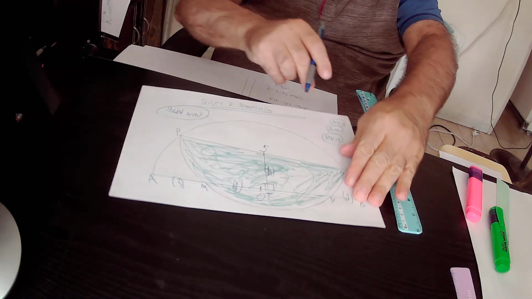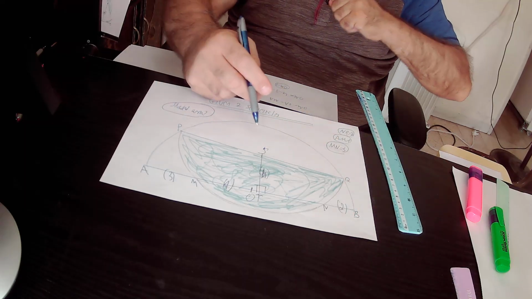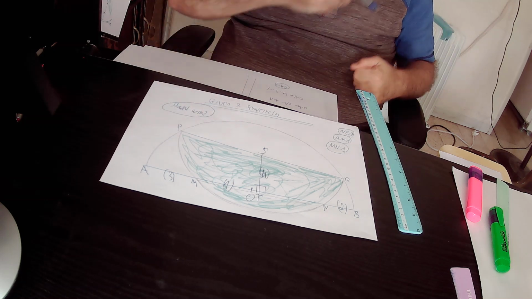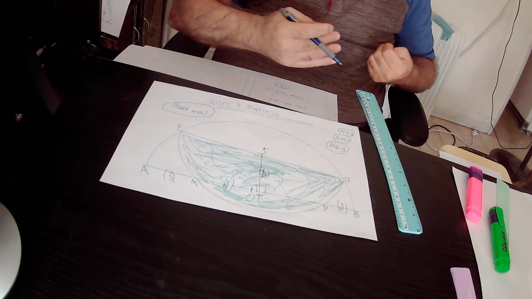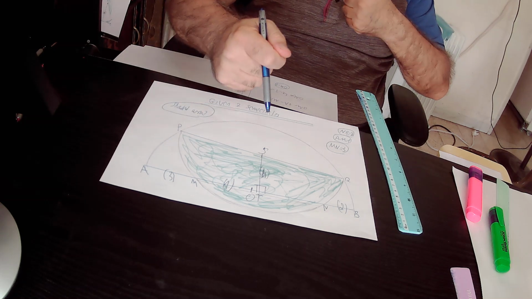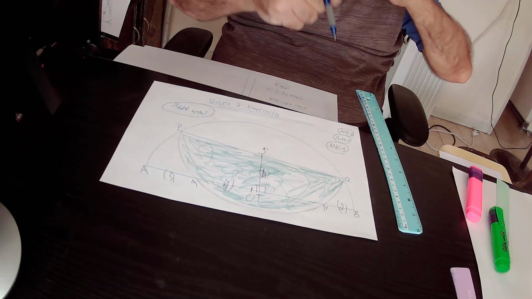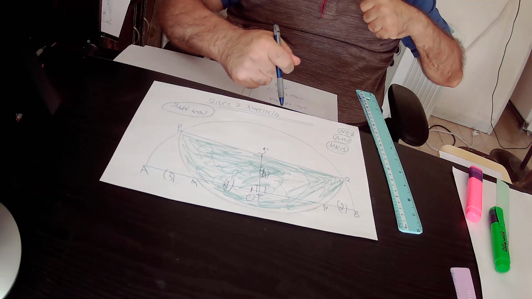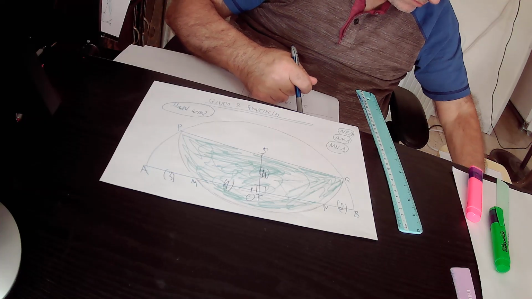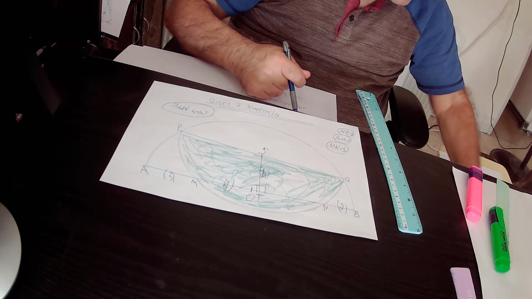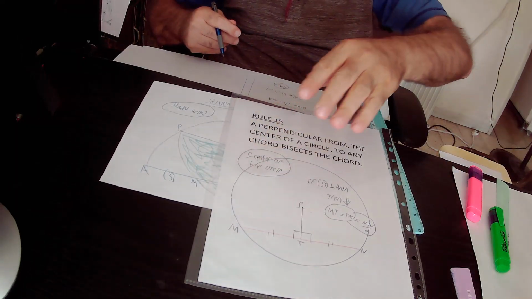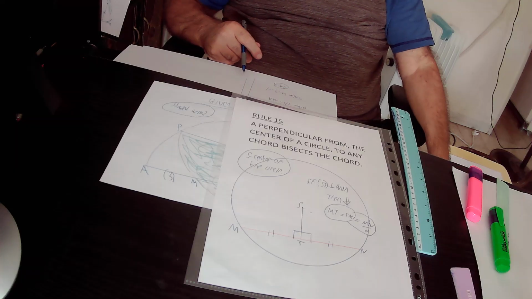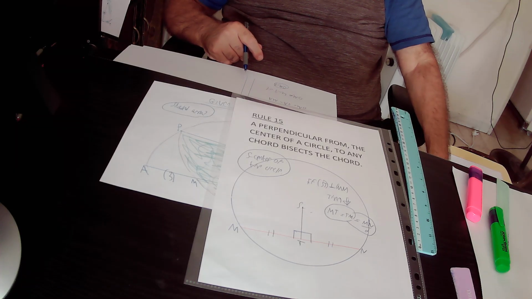From the center of this small semicircle, point S, we have perpendicular ST on chord MN. And whenever you have a perpendicular from the center of the circle towards any chord, it will bisect the chord. According to rule 15, a perpendicular from the center of a circle towards any chord bisects the chord.